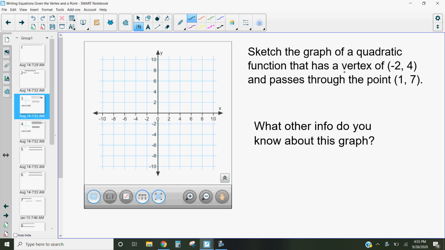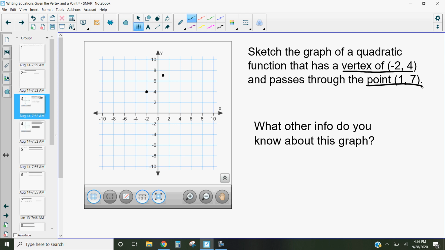So let's look at this first one here. We want to sketch a graph that has a vertex at -2, 4. So -2, 4 is our vertex here, and it passes through the point 1, 7. So it's going to go through this point. This here is our vertex. Well, this tells us two things. Our vertex is either our maximum or a minimum. Remember that. So this means it's going to be our minimum.